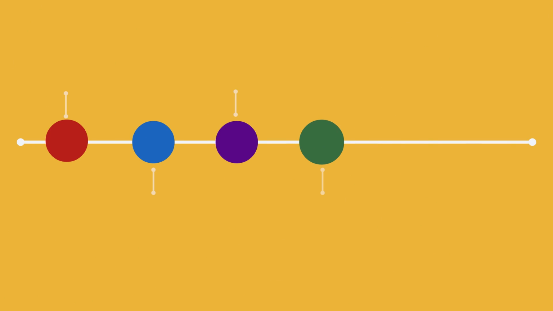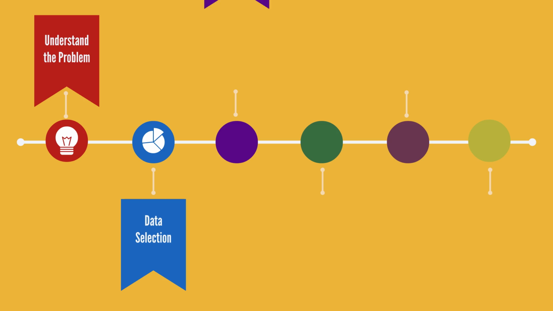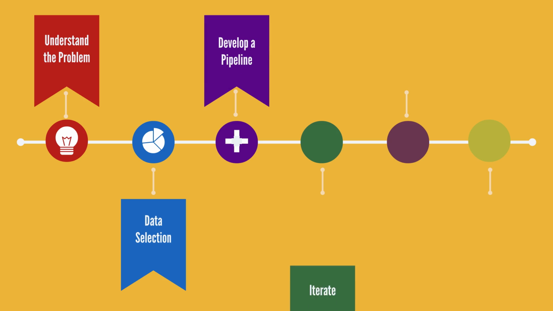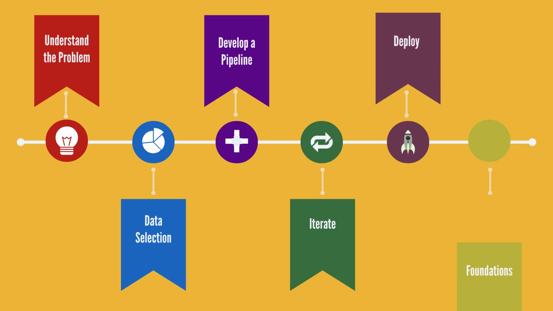As a data scientist, we go through 6 key steps to solve problems. We understand the problem first, select the data, code up and develop a pipeline. Then we iterate back through these steps, and then once we're happy with it, we deploy the solution. Throughout, we will utilize fundamental tools and technologies to support the process.